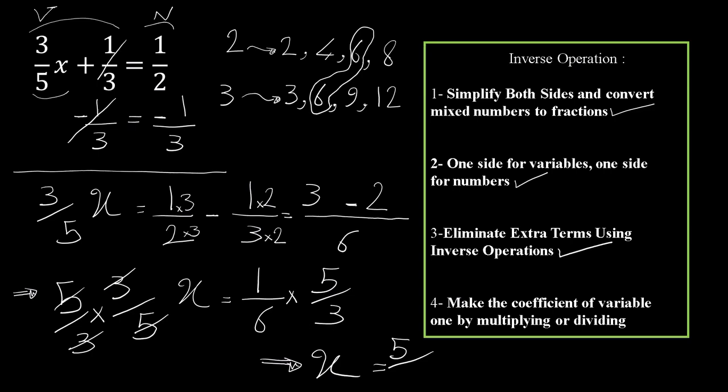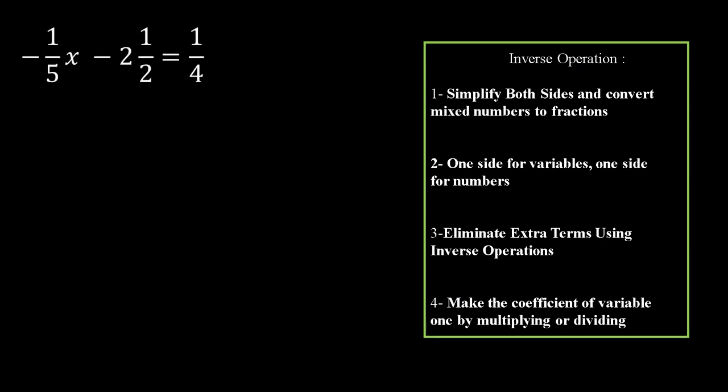And 3 times 6 is 18. And this is the only correct answer of this question. Let's solve the next example. Minus 1 over 5 multiplied by x minus 2.5 is equal to 1 over 4.